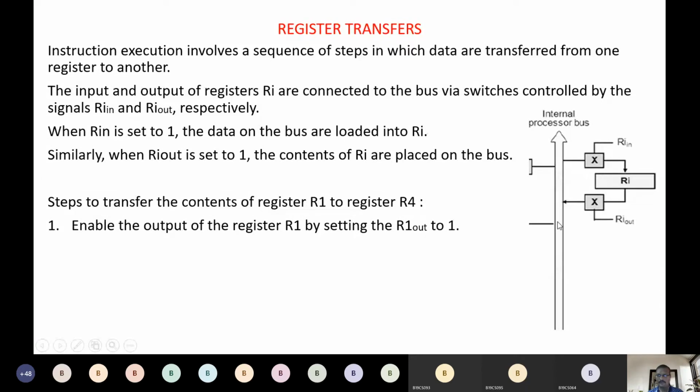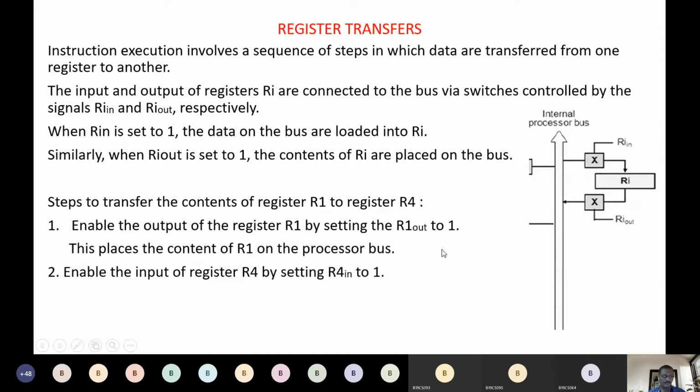So in order for data sent from R1 to be received by R4, R4's input signal needs to be made 1 so that it can receive data. The same thing is explained in the next step. First, we need to make R1 out 1 so that data from R1 can flow to the internal processor bus. That is, data from R1 is placed on the internal processor bus.